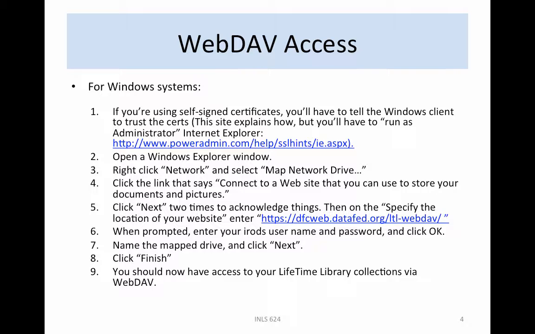The steps are: tell the Windows client to trust your certificate if you're using a self-signed certificate. This requires access as an administrator to the Internet Explorer. Guidance is given at poweradmin.com. Open a Windows Explorer window. Right-click on Network and select Map Network Drive.